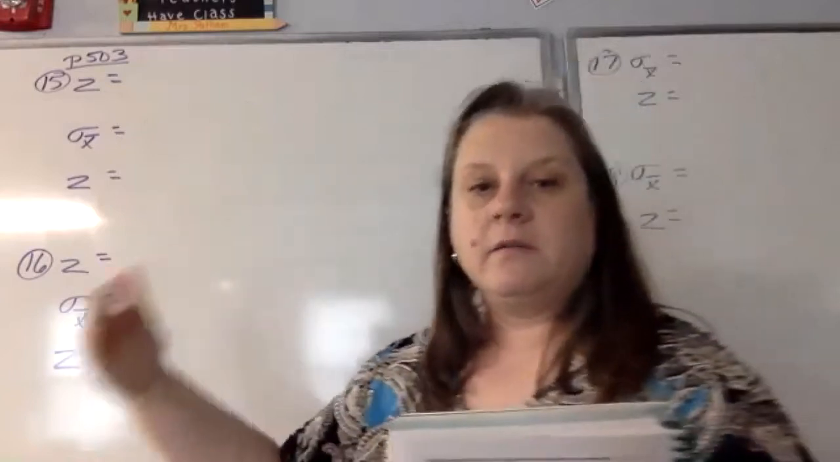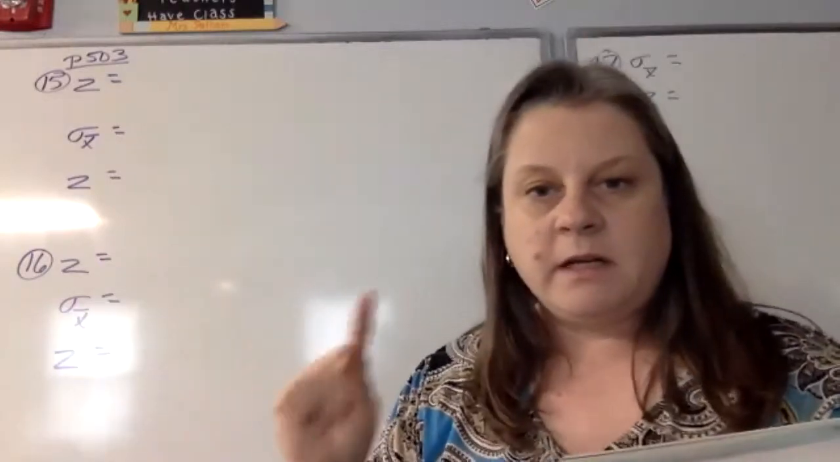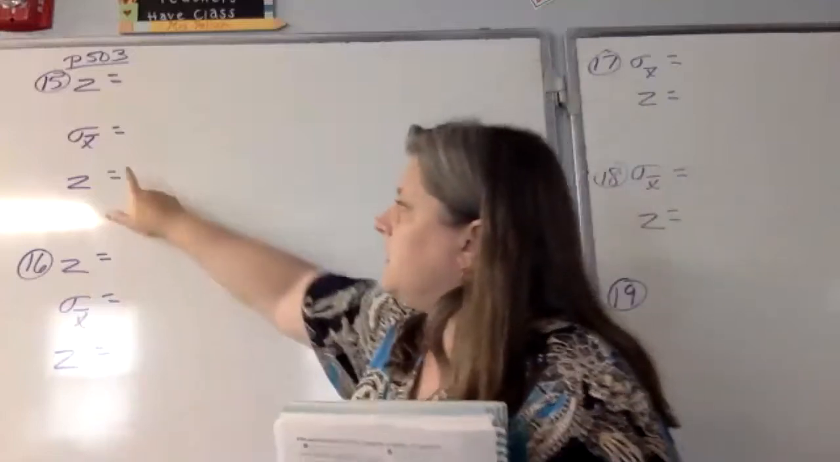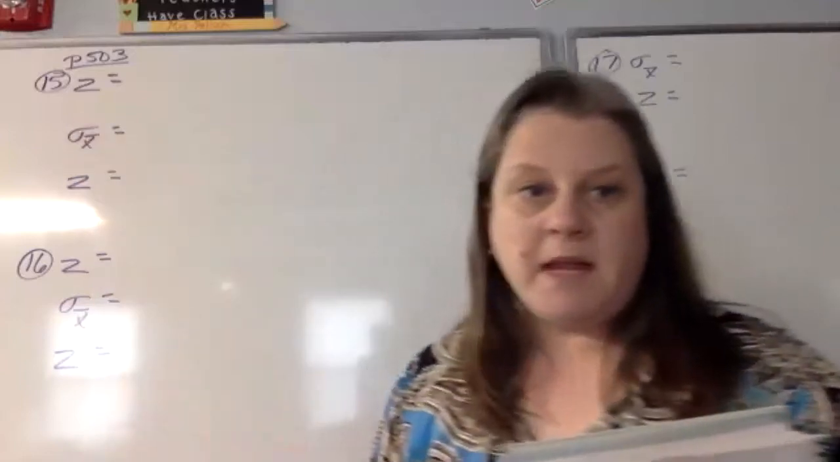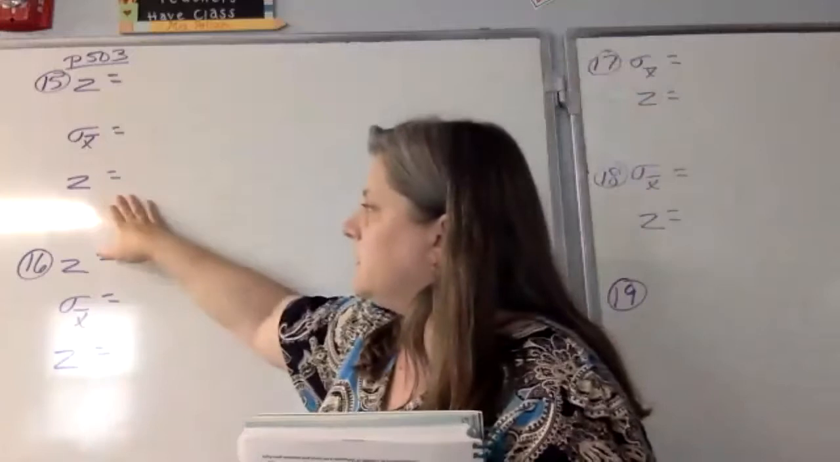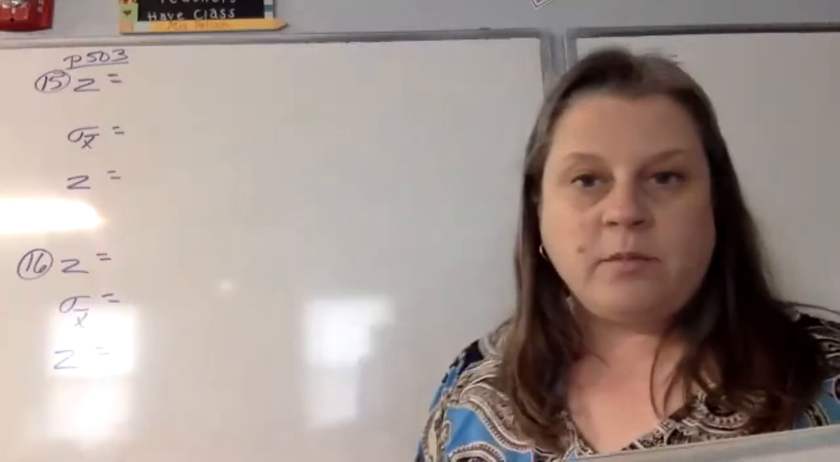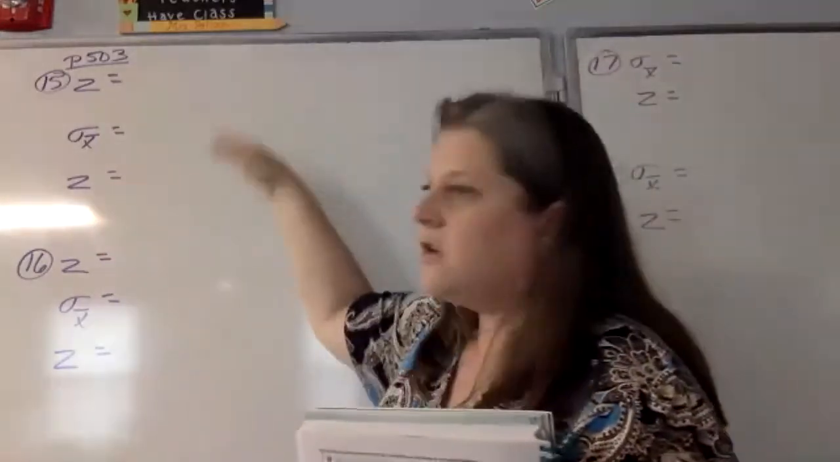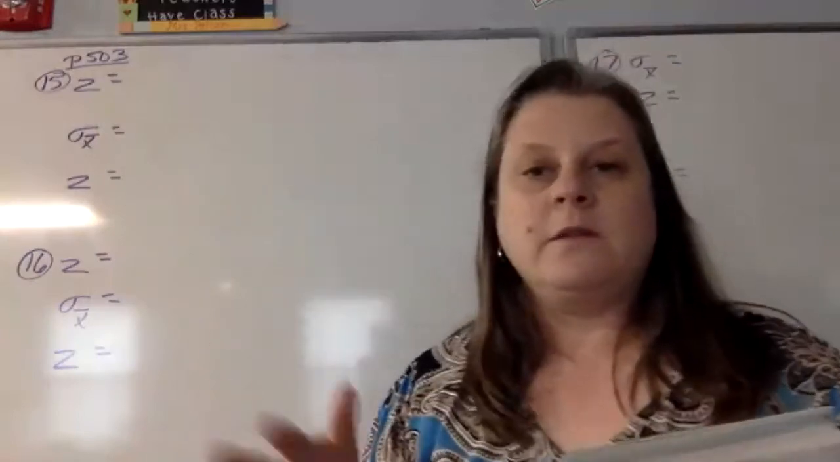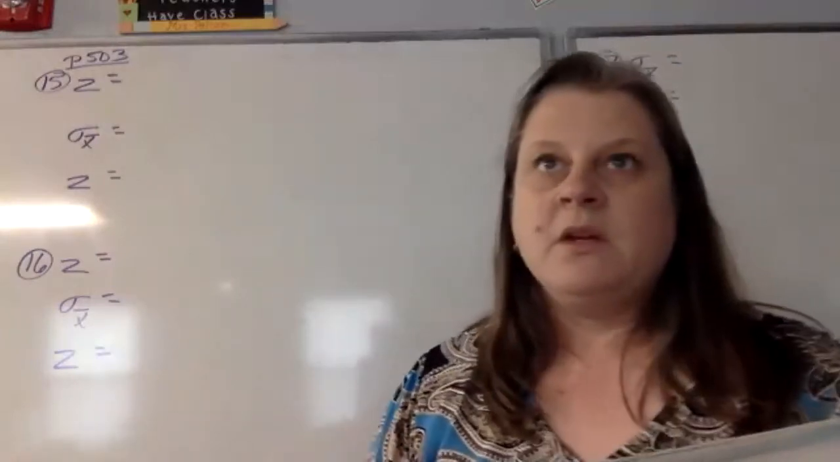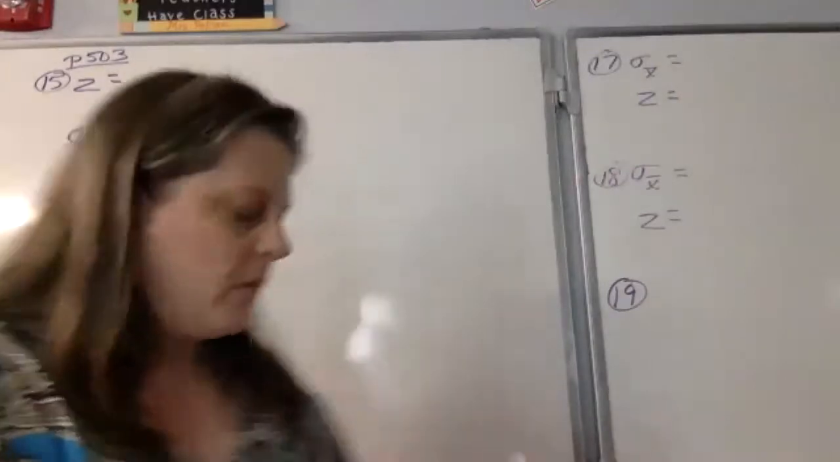You had to find the original z-score for the individual amount. Then you had to find the standard deviation of the mean. Then you found the z-score for the average of the sample. And then you compared those 2 things to see which one was farther away from the mean. So that's what we're starting with here on number 15.